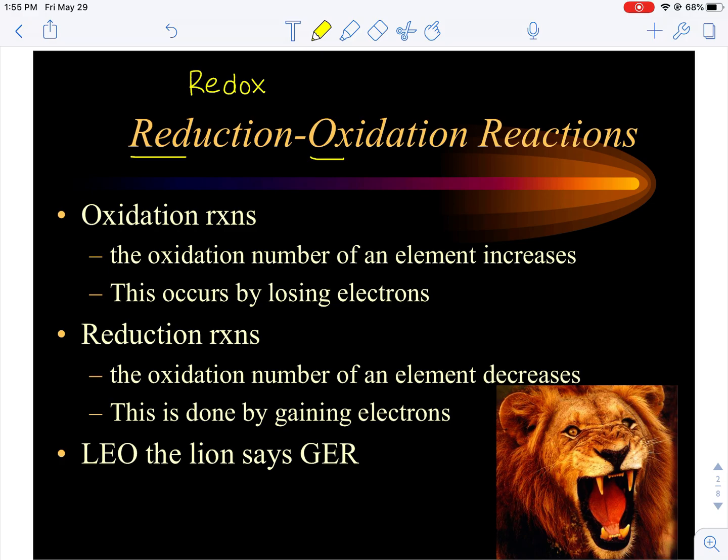To help you with the bigger picture, in an oxidation reaction, the oxidation number of an element increases, and this occurs by losing electrons. In a reduction reaction, the oxidation number of an element decreases, and this is done when atoms gain electrons. We will be going into greater detail about these oxidation and reduction reactions in our next lesson.